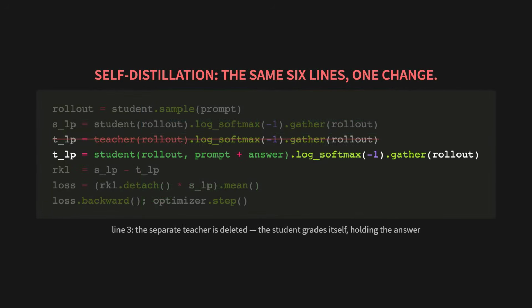And in code, the whole proposal is one changed line. Same 6 lines you already know, but look at line 3. The call to a separate teacher is crossed out, and in its place, you call the student again, fed the prompt plus the answer.